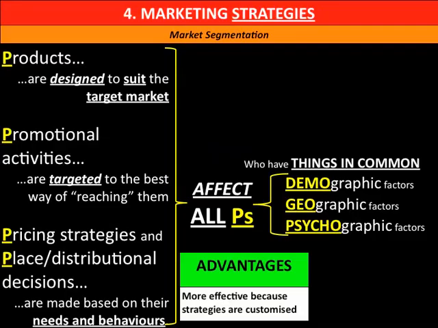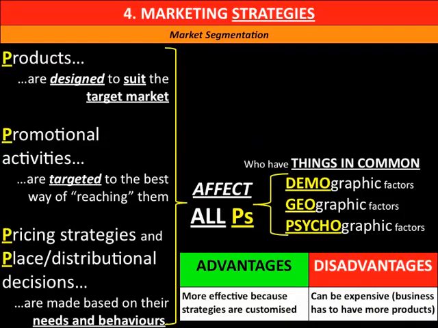The advantages of doing this, obviously, it's going to be more effective because the strategies are going to be customized to a particular group. But the disadvantage is that it can be very, very expensive. A business might have to have a range of different products to suit a range of different groups, maybe different age groups, and it's going to take a lot more time and be a lot more expensive rather than just churning out the same product and trying to aim it at everyone.